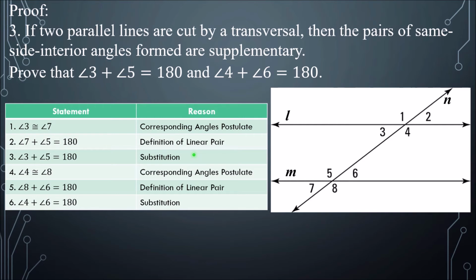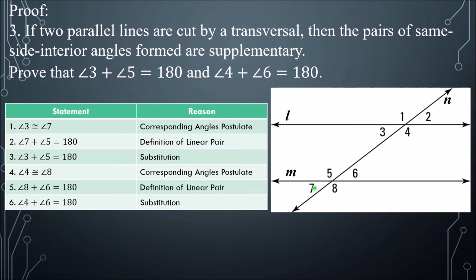So let's prove this theorem. So we need to prove that angle 3 plus angle 5 is equal to 180 and angle 4 plus angle 6 is equal to 180 also. So first, angle 3 is congruent to angle 7, corresponding angles postulate. Next, angle 7 is congruent to angle 5. As you can see, 7 and 5 form a line. So they are called linear pair.